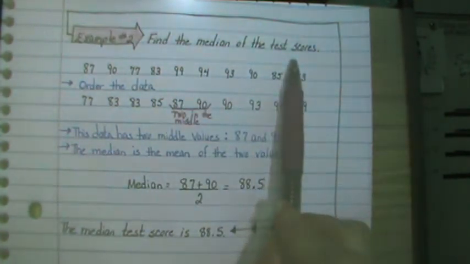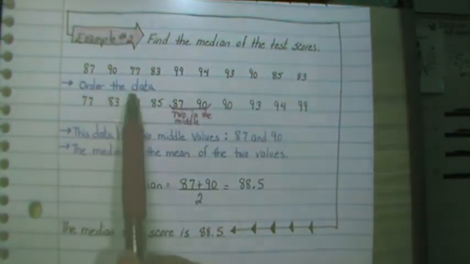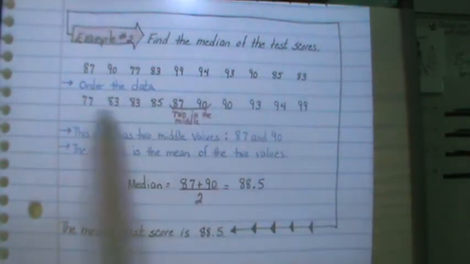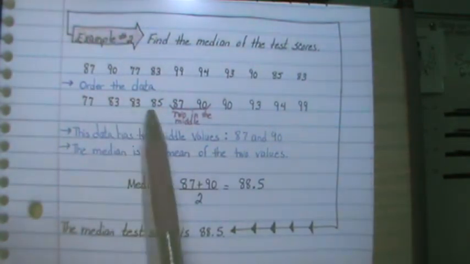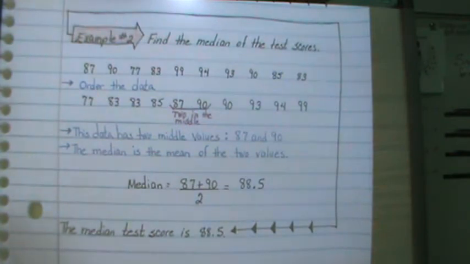Example number 2, however, is going to show the just slightly difficult one. You're going to find the median of the test scores. The median of these test scores is the same exact steps. You have to place all of the data in order. So I took these test scores right here and I just simply put them in order. 77, 83, 83, 85, 87, 90, 90, 93, 94, 99.